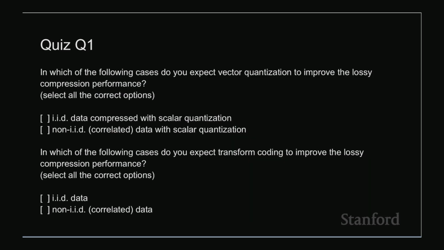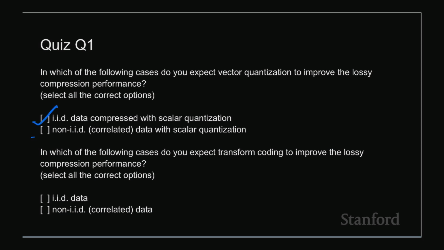And so question one was based on this. In which of the following cases do you expect vector quantization to improve the lossy compression performance, in the case of IID data versus non-IID data? If you recall, vector quantization always improves performance. We saw that even in the KLT example. If you can do it, go ahead and do it. It's mainly because of complexity that you're not able to do it.